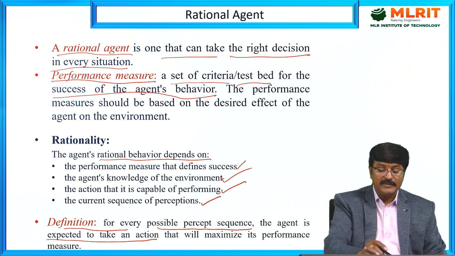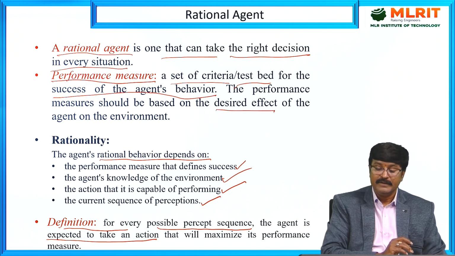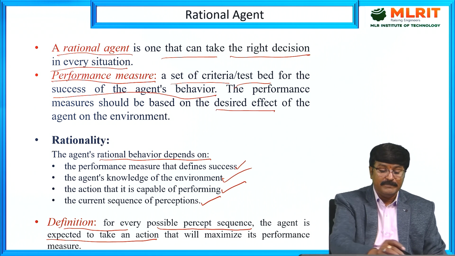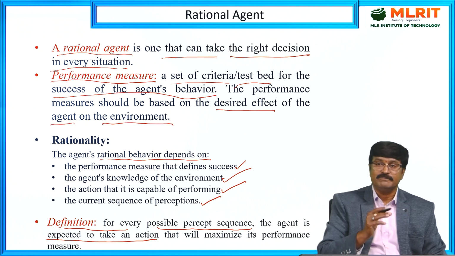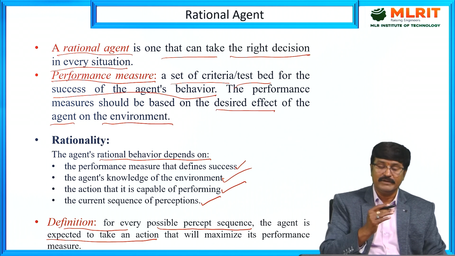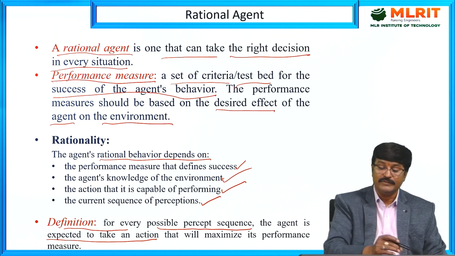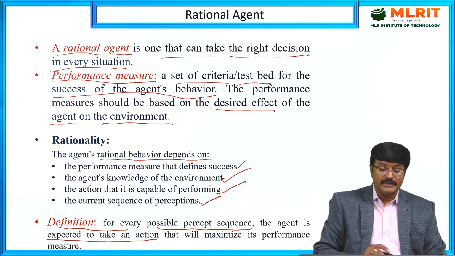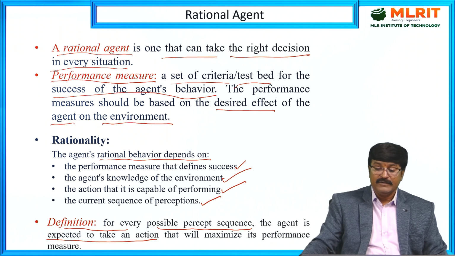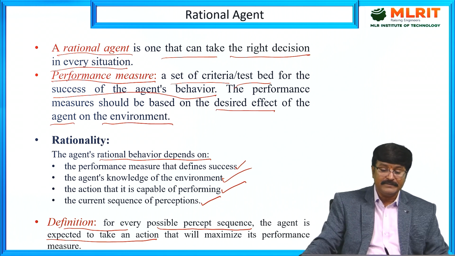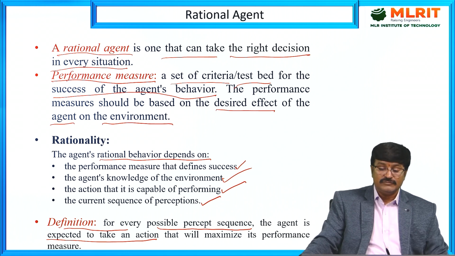The performance measures should be based on the desired effect, whatever you are expecting, the desired effect of the agent on the environment, the specific purpose or the goal that you have to achieve. So that is important. The rational agent is one of the main things to study, to take the decisions and to take the actions.